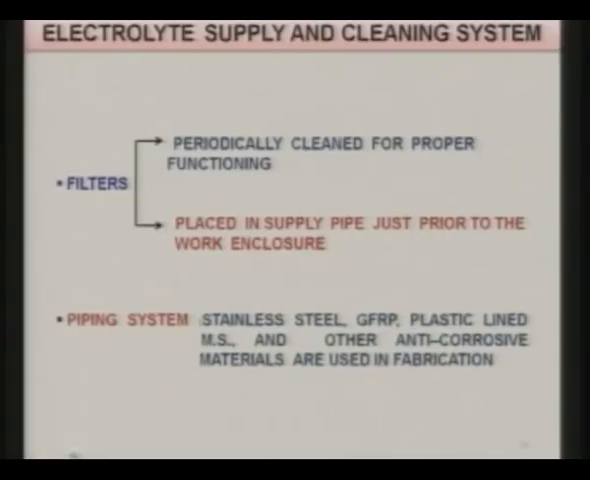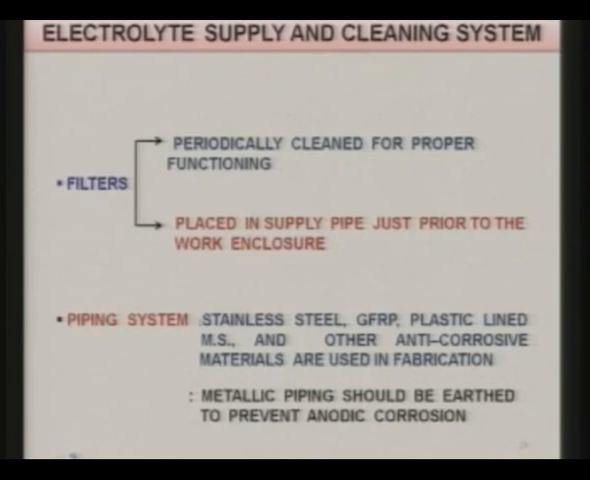Then there is a piping system. These piping systems should be made of stainless steel, GFRP glass fiber reinforced plastic, plastic lined mild steel, MS, and other anti-corrosive materials. They should be used for fabrication of these. Otherwise, blockade problems may arise during the flow of the electrolyte in the different regions. Now, whatever metallic piping is used, it should be earthed to prevent anodic corrosion of that particular piping.